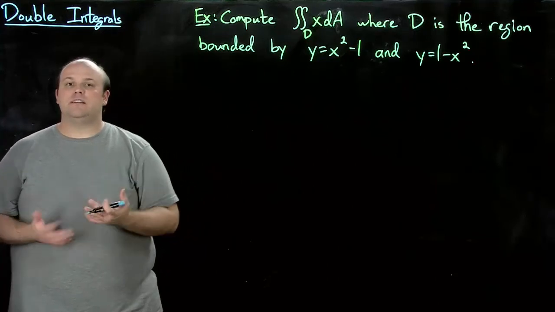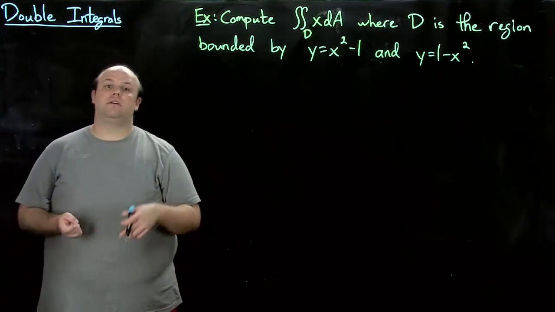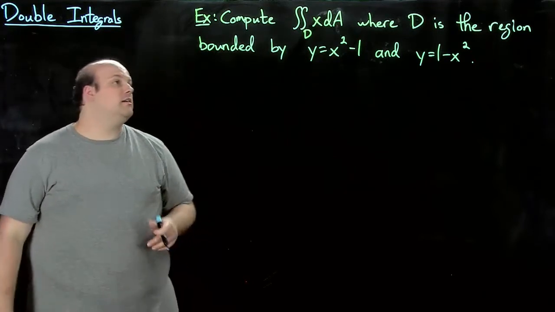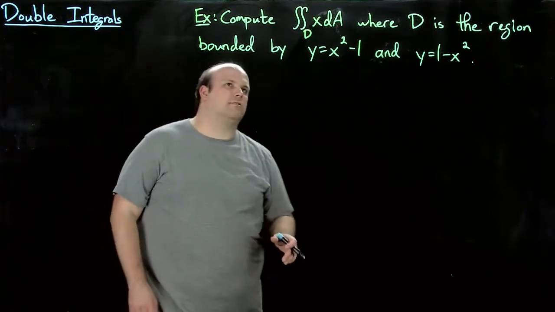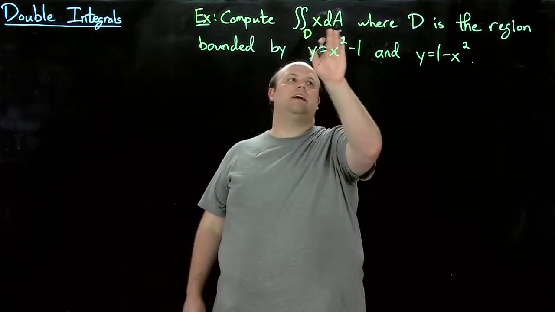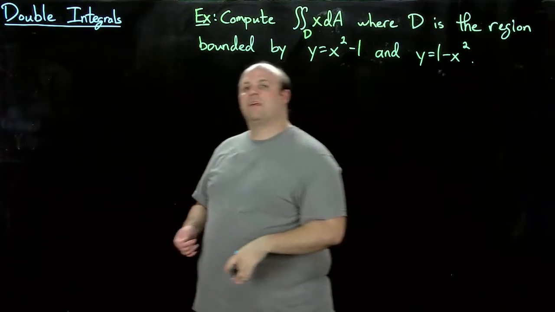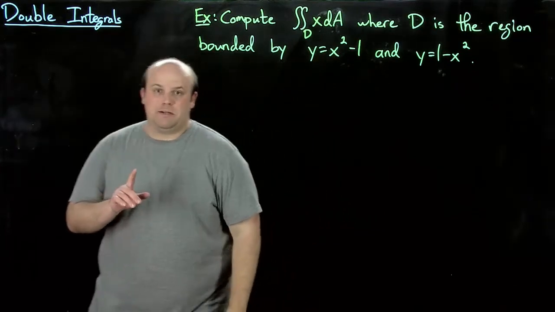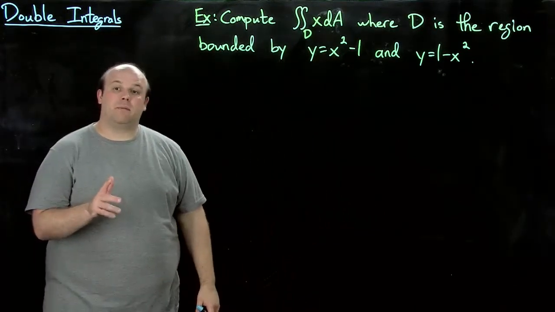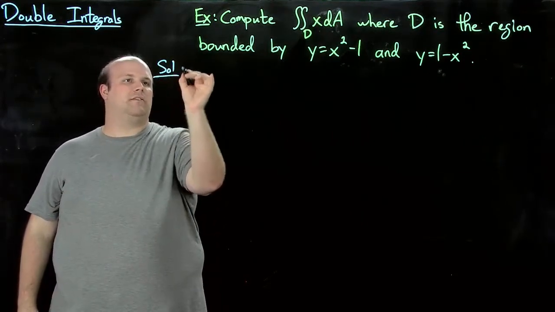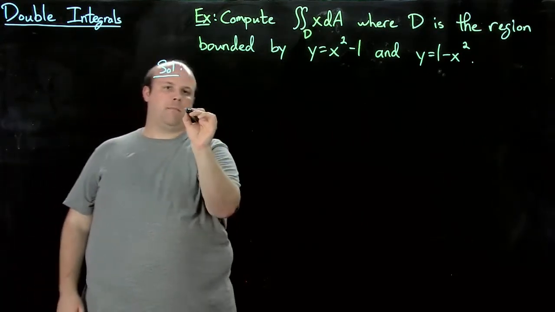Okay, so now let's look at another example of doing an integral over a non-rectangular region. This time we want to compute this integral over D of x dA, where D is the region between these two parabolas. So what's step one? Hopefully you remember it's sketch the region. All right, so let's go ahead and sketch the region.